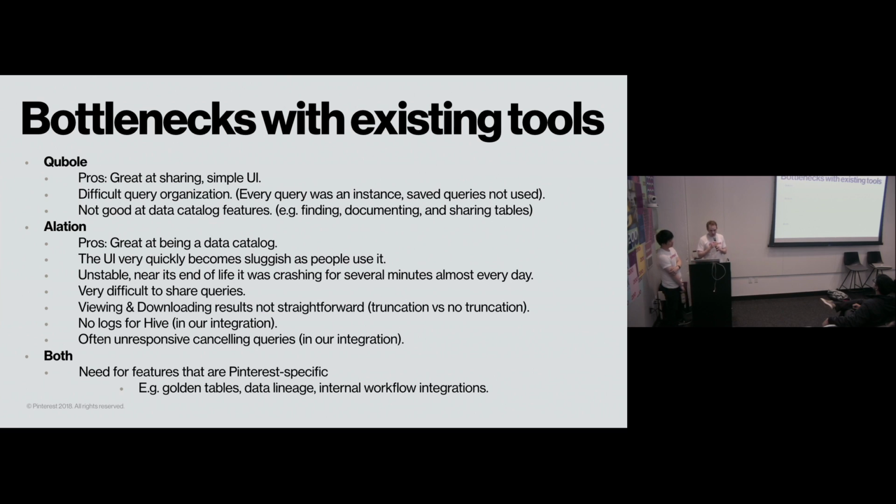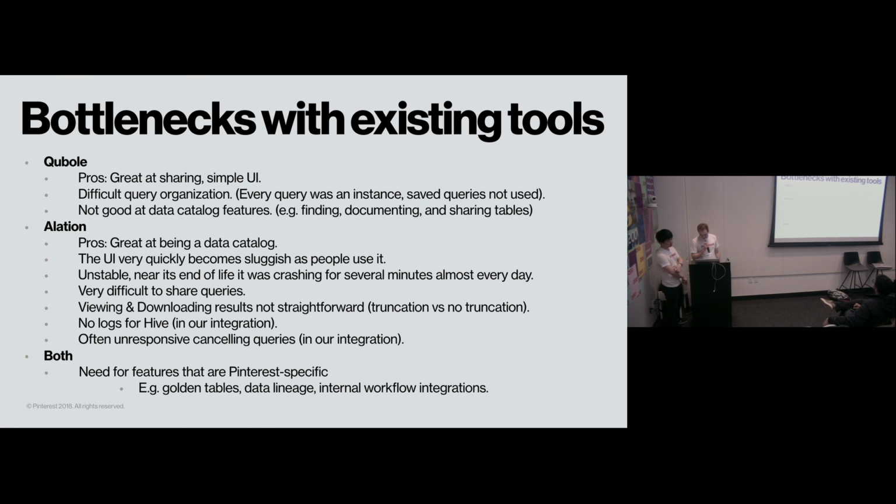Some of the bottlenecks we had with the existing solutions were the following. Qubole had many pros: it was awesome at sharing and it had a very simple UI, so people really liked that. But it had some difficulties. For example, it was difficult to organize queries. Even though it had a saved query feature, when we asked people if they had used it, most said no, and they were saving their own queries into their own notepad files.